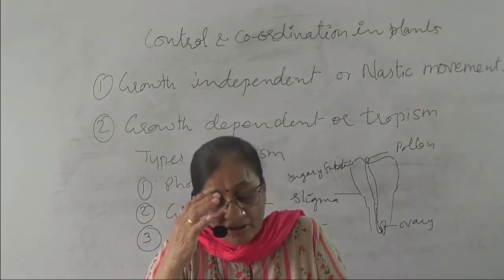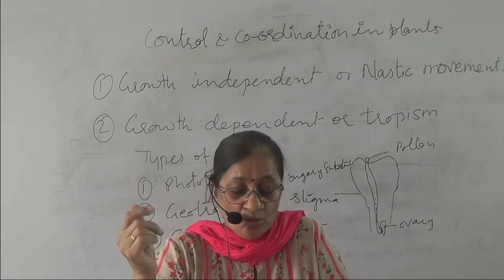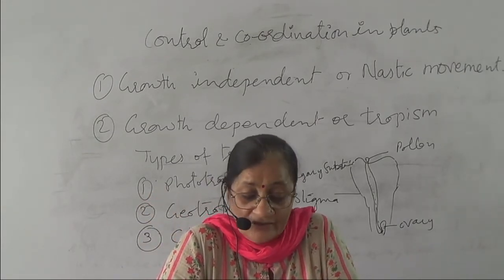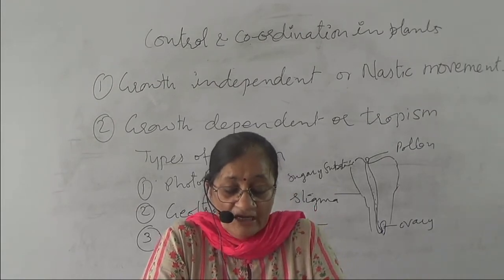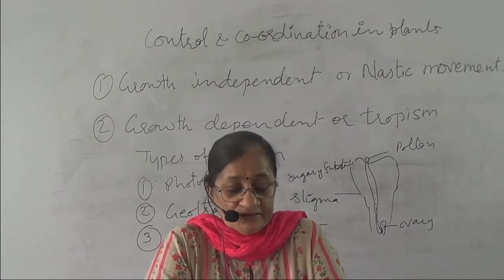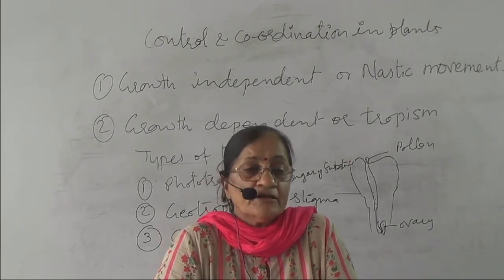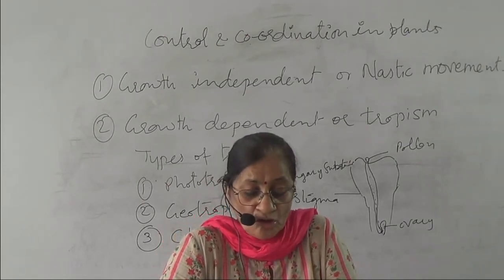So if the plant part moves towards the chemical stimulus, it is called positive chemotropism, while if the plant part moves away from the chemical stimulus, it is called negative chemotropism.